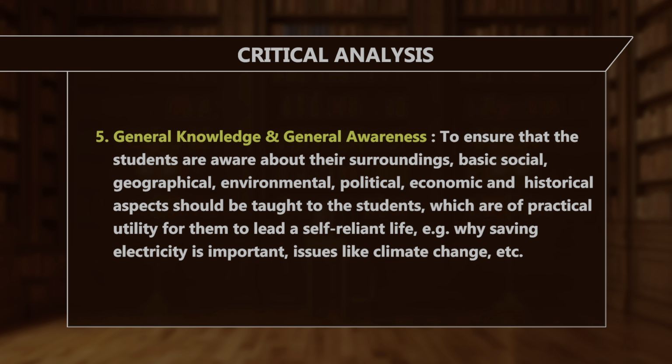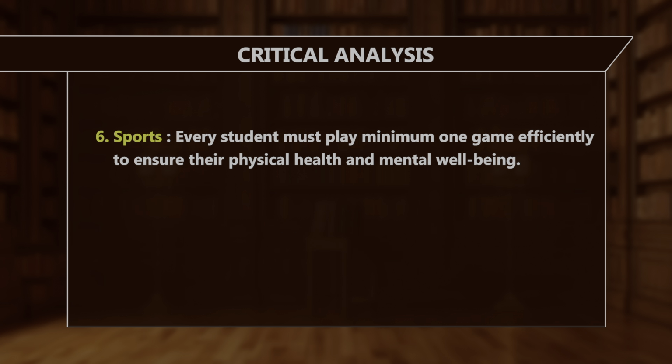Fifth, general knowledge and general awareness. To ensure that the students are aware of their surroundings, basic social, geographical, environmental, political, economic and historical aspects should be taught to the students which are of practical utility for them to lead a self-reliant life. For example, why saving electricity is important, issues like climate change, etc. Sixth is sport. Every student must play at least one game efficiently to ensure their physical health and mental well-being.